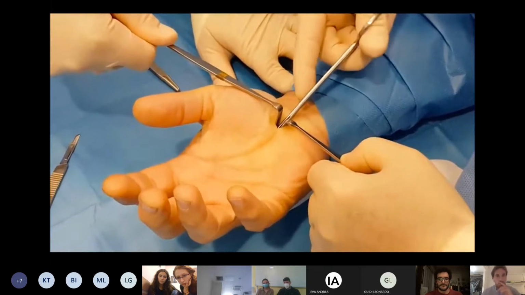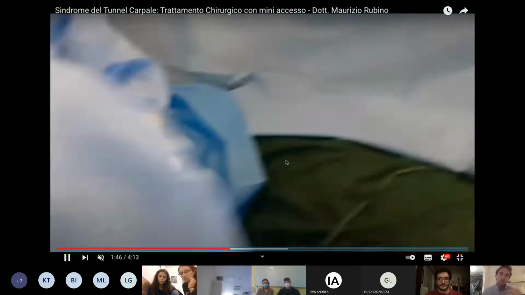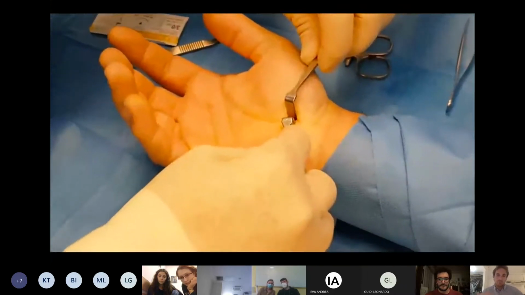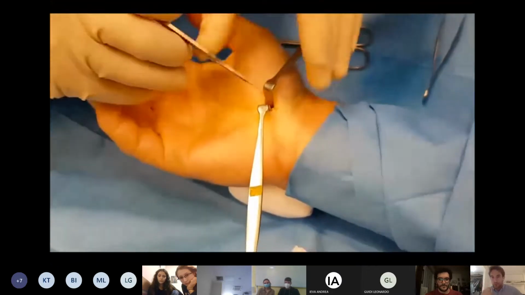Okay, and I will skip a little bit. I will show you. This is the release. Now he will move to the other side, and with this small incision, he will be able to release also the proximal part.